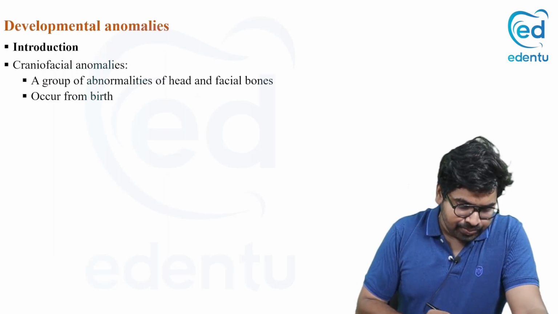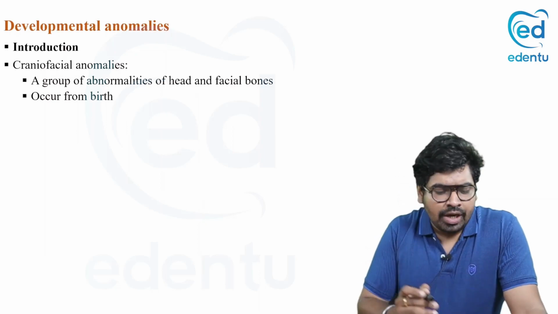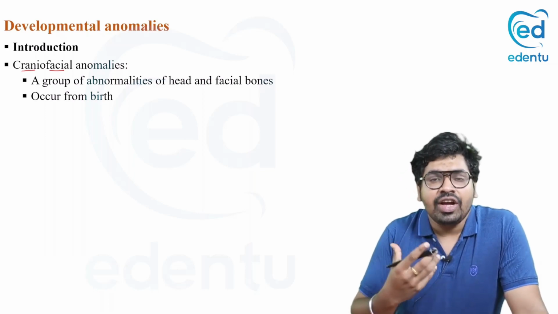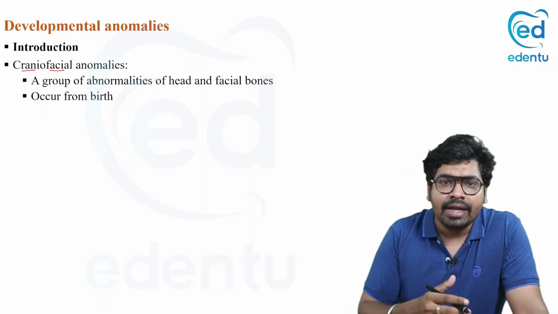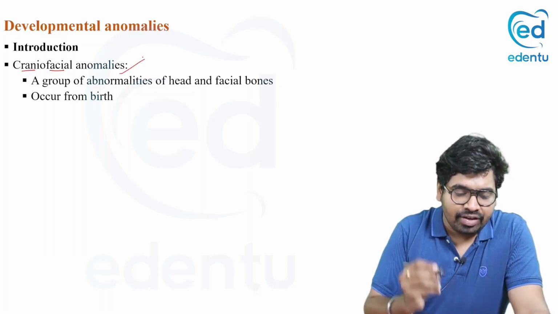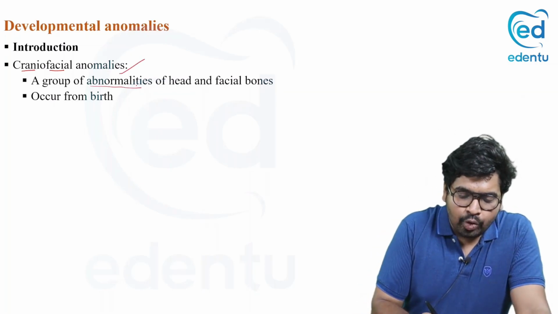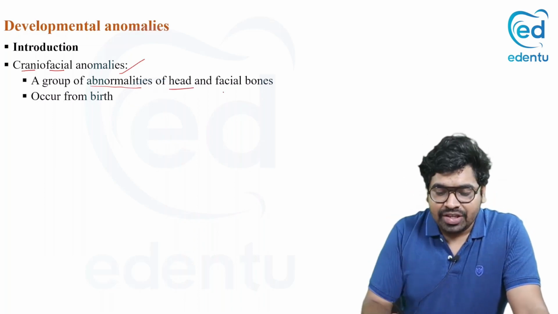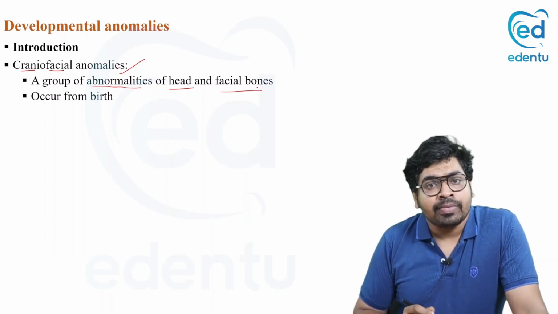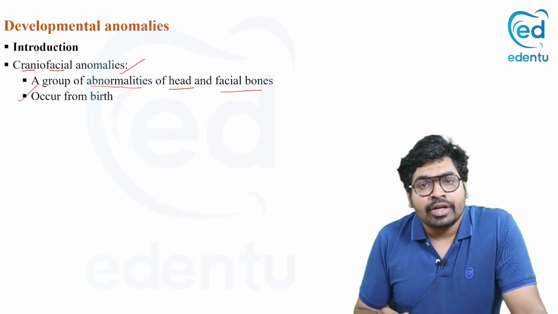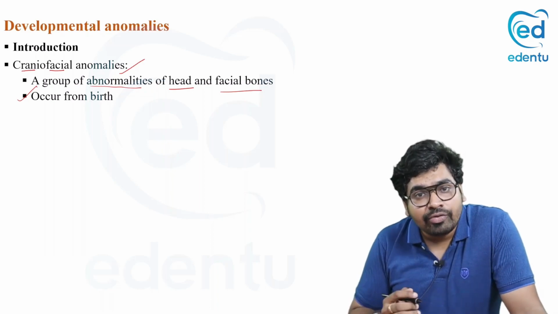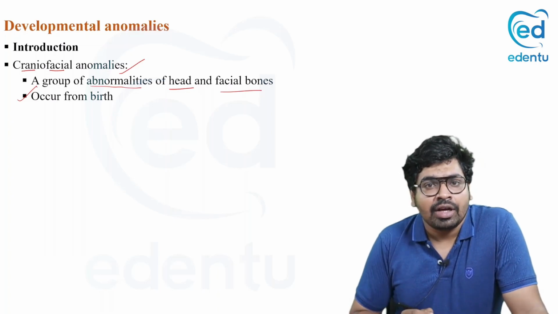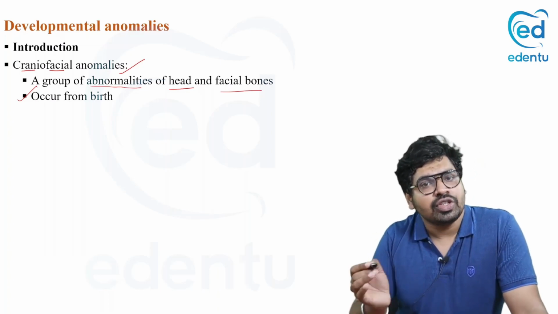Coming to the introduction, what are craniofacial anomalies? Cranio and facial anomalies. Cranio means your cranium, your head, and facial means your face. So these are anomalies regarding your cranium and the face. It is a group of abnormalities of the cranium, that is your head, as well as your facial bones, and it occurs from the time of birth. You can see that in a newborn child. It is occurring within the womb, and when the child is born, you can see such abnormalities of the head as well as the face. Such abnormalities are called craniofacial abnormalities.